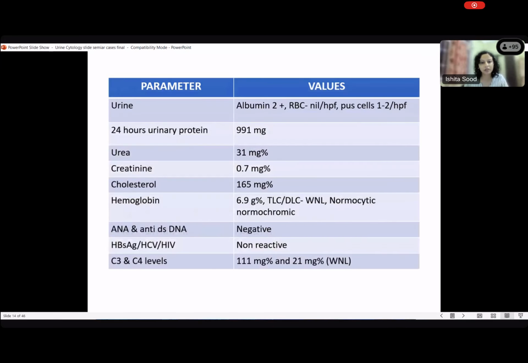In the urine parameters, there is 2+ albumin, RBC nil, and pus cells 1 to 2 per high power field. 24-hour urinary protein is 991 milligrams. Urea, creatinine, and cholesterol are within normal limits. The patient has normocytic normochromic anemia with hemoglobin of 6.9 grams percent. ANA and anti-dsDNA are negative. HBsAg, HCV, HIV are non-reactive, and C3 and C4 levels are also within normal limits.